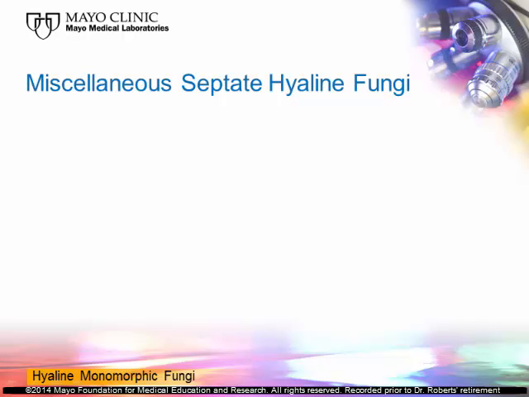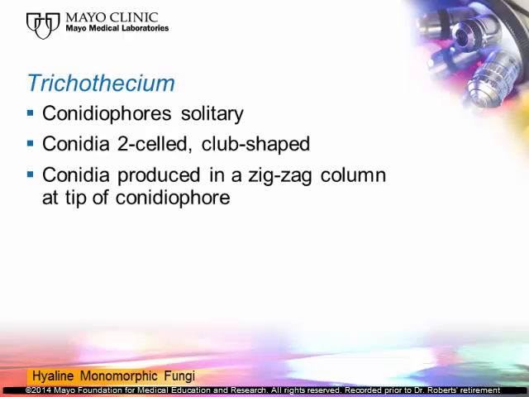The next presentation here will deal with the miscellaneous septate hyaline fungi that you don't see in the clinical laboratory all that often, but it's nice to recognize them if they happen to be present. This next one is called Trichothecium. Generally the species name is Trichothecium roseum because it's a rose-colored colony.